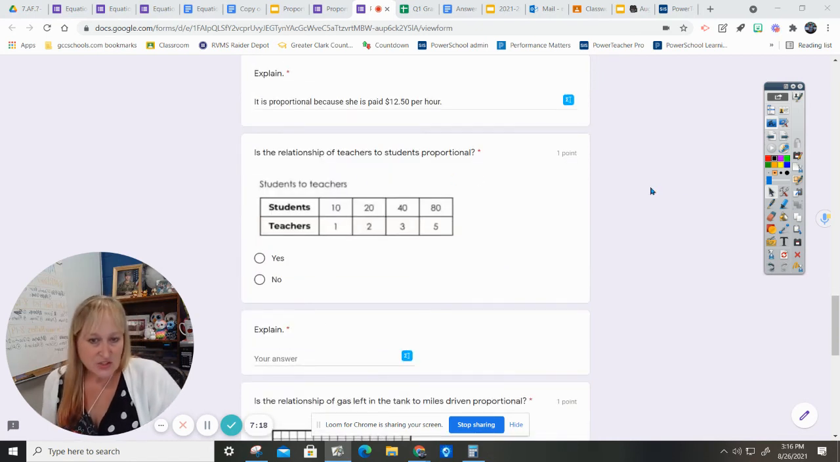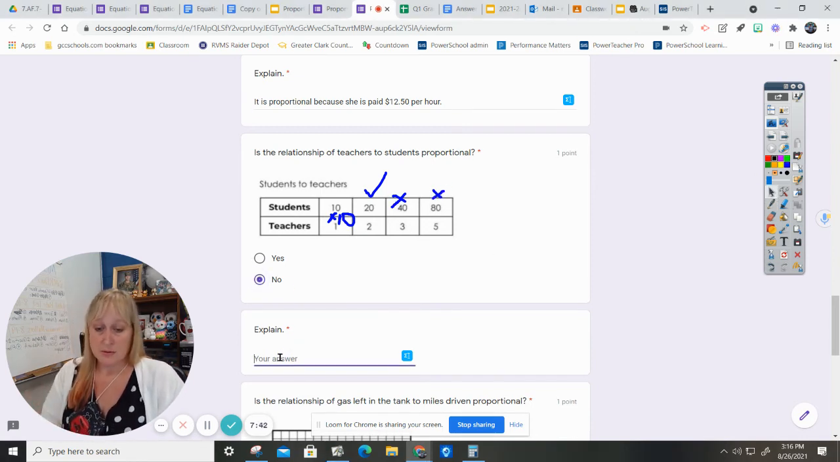All right, is the relationship of teachers to students proportional? Not in my classroom. It would be nice. So it's already given me my table, and I'm going to make a prediction. I think it's times 10. So let's see if it works. 2 times 10, yes. Oh, 3 times 10, no. 5 times 10, no. So this is not proportional.